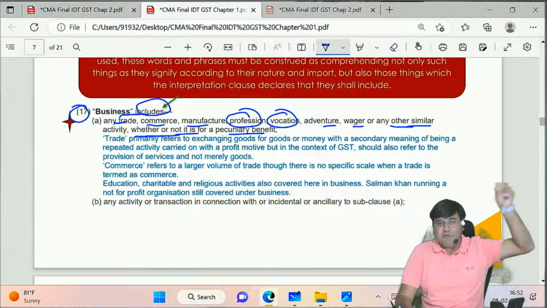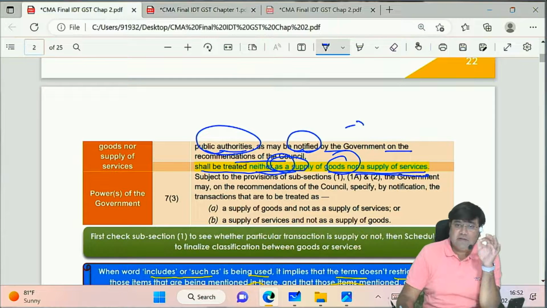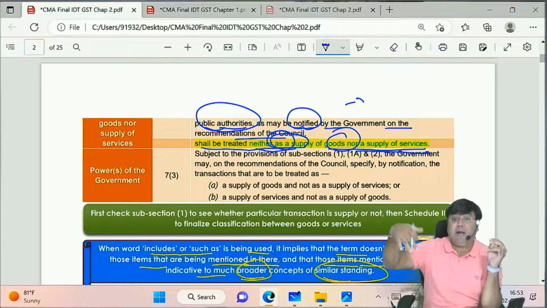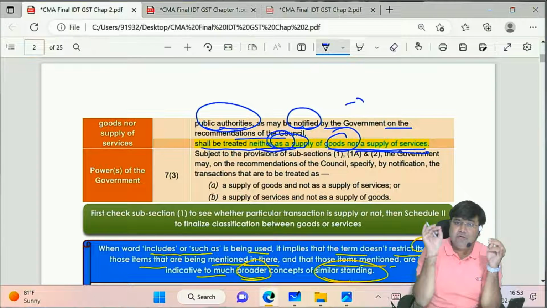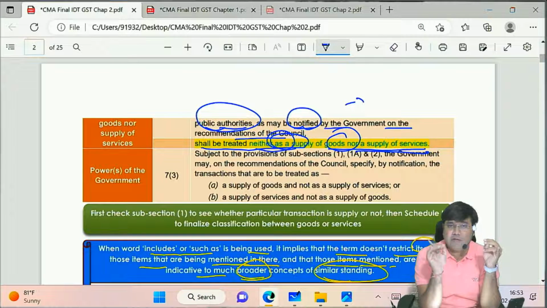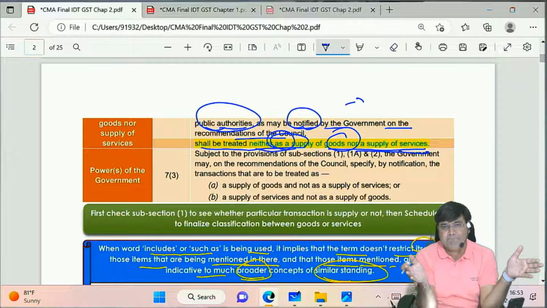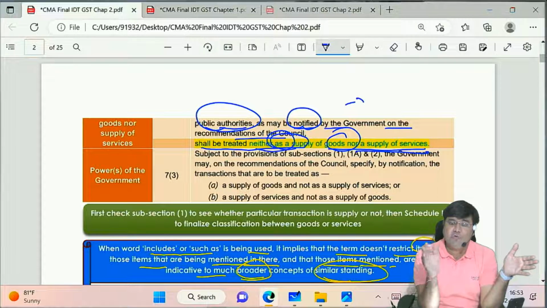But, kintu parantu, according to section 7 subsection 2 clause B, which basically empowers the government, any activity or transaction undertaken by central government, state government, local authority in which they are engaged as a public authority, which is notified by the government on the recommendation of the council, whatever they notify, those supplies are going to be neither supply of goods nor supply of services. If it is neither, of course not subject to GST, because GST is on supply of goods or supply of services. So section 7 subsection 2 clause B empowers the government.